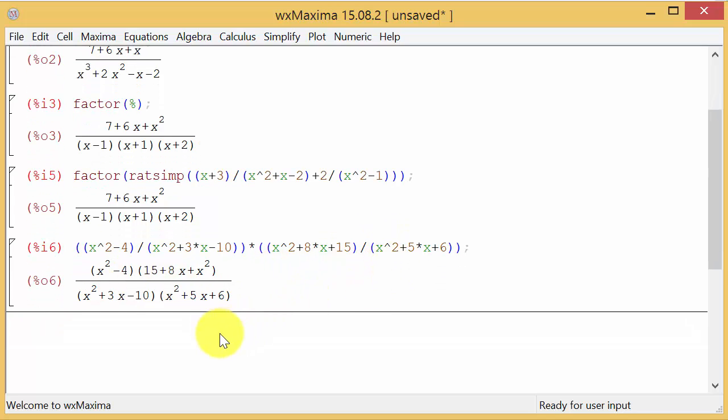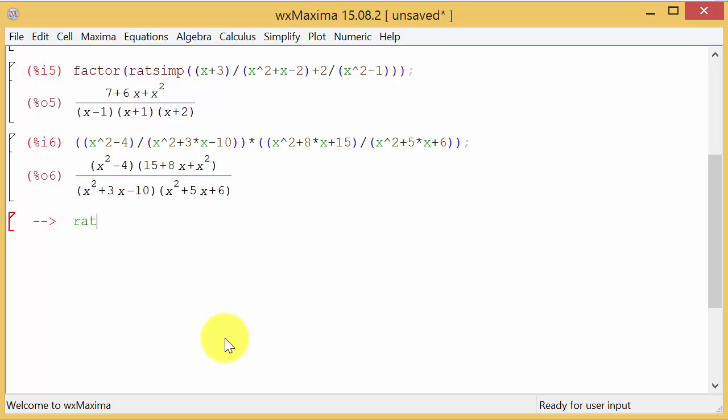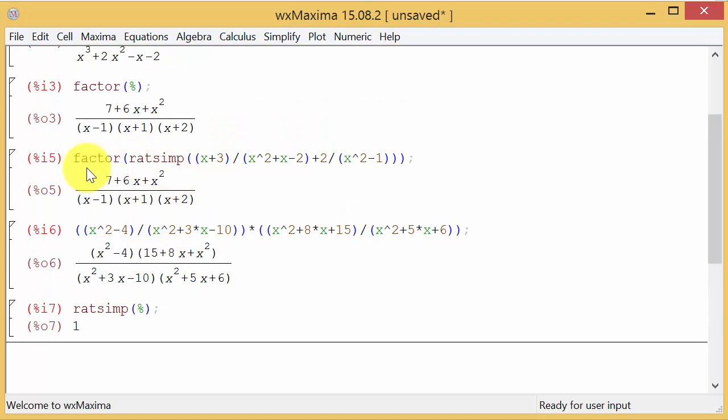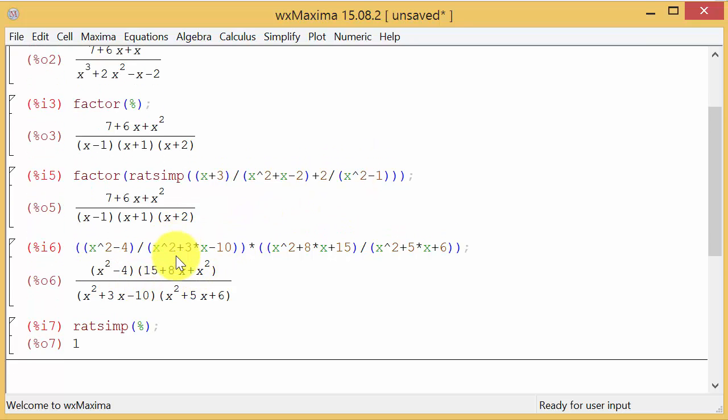Of course, that's not what we want. We want to see, does it simplify any? So we'll do the ratsimp, and remember I want to recall this, so that's the percent sign, and there you go. It simplifies it to 1. Just like before, you could have typed it all in at once instead of doing this step and this step. That's up to you. Either way will work.